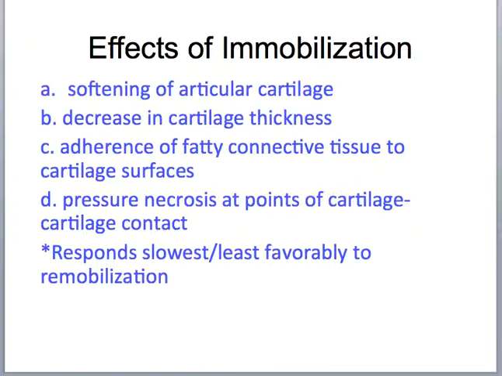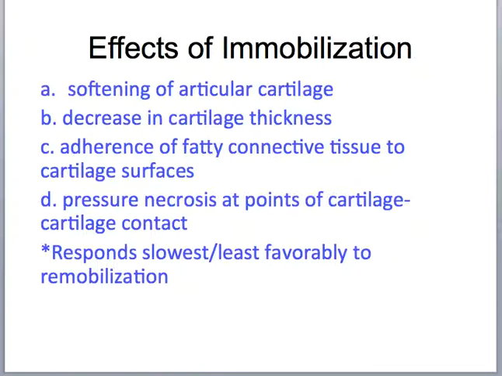Effects of immobilization. So if we, again, let's say we take the elbow, we immobilize the elbow, what happens to the articular cartilage in the elbow joint? We have a softening of the articular cartilage, a decrease in the cartilage thickness. We'll have adherence of the fatty connective tissue to the cartilage surfaces.